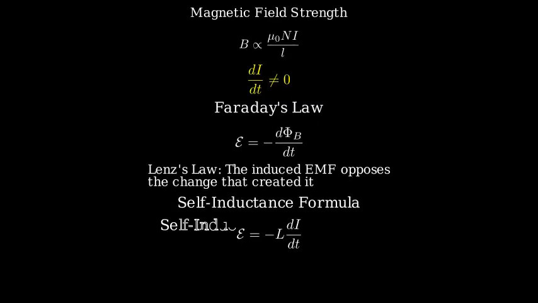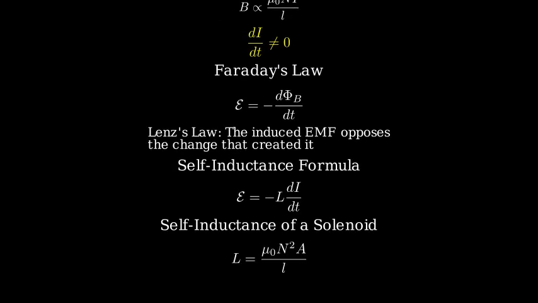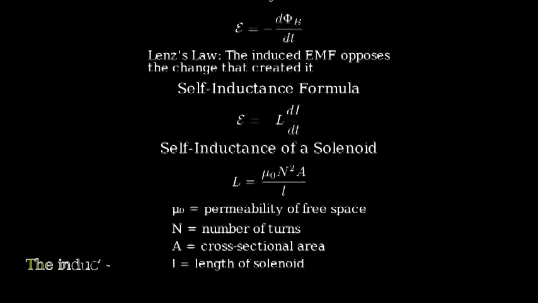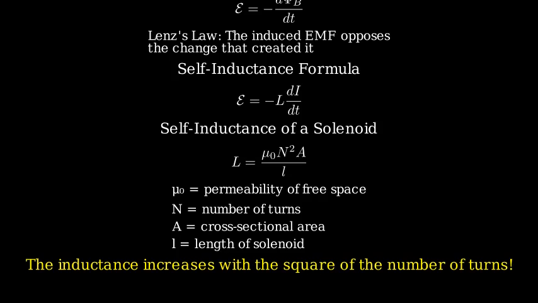For a solenoid, which is a coil wound into a tightly packed helix, the self-inductance can be calculated using this formula. L equals mu naught times n squared times A divided by l, where mu naught is the permeability of free space, n is the number of turns, A is the cross-sectional area, and l is the length of the solenoid. As you can see, the inductance increases with the square of the number of turns, which is why inductors typically have many turns of wire.